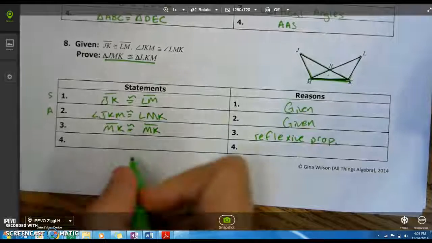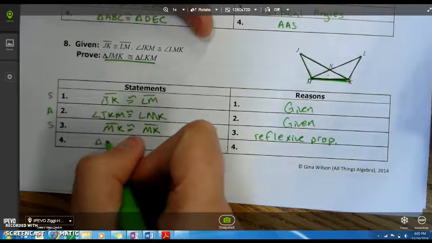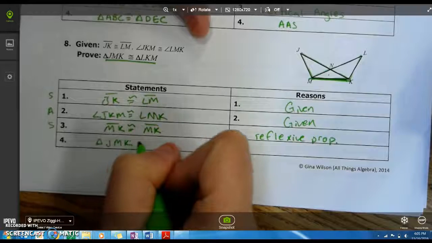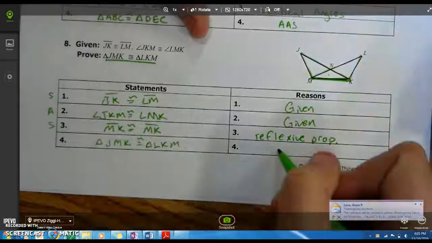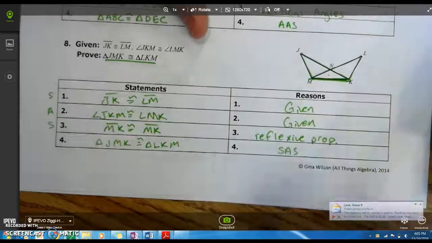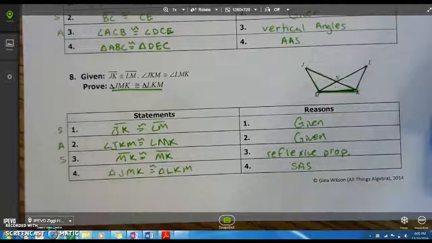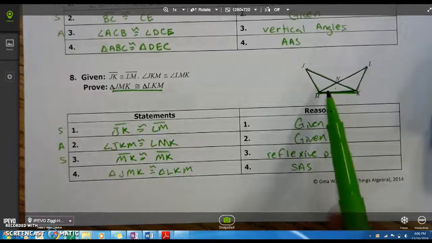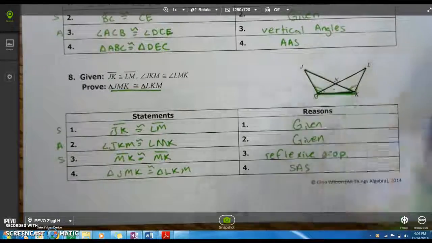And then we're done, right? We just got to say our triangles are congruent and tell what property we used. That's going to be by side, angle, side, because I've got 2 sides, 1 angle. I do need to make sure the angle's in between them. Okay, perfect.